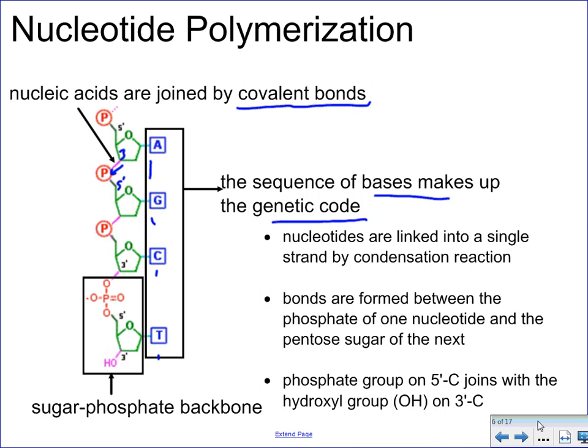Those nucleotides get linked together in a single strand by a condensation reaction, which everybody should be familiar with at this point. As I mentioned before, the bonds are formed between the phosphate of one nucleotide and the pentose sugar of the next. The phosphate group on carbon 5 joins with the hydroxyl group on carbon 3. When all these nucleotides are linked together, this creates what is referred to as a sugar-phosphate backbone, as the carbohydrate and phosphate groups alternate to create the backbone of this structure.